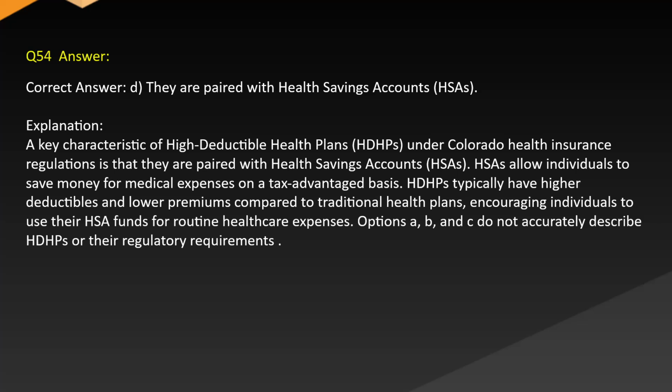Explanation. A key characteristic of high-deductible health plan insurance under Colorado health insurance regulations is that they are paired with health savings accounts, HSAs. HSAs allow individuals to save money for medical expenses on a tax-advantaged basis. HDHPs typically have higher deductibles and lower premiums compared to traditional health plans, encouraging individuals to use their HSA funds for routine healthcare expenses. Options A, B, and C do not accurately describe HDHPs or their regulatory requirements.